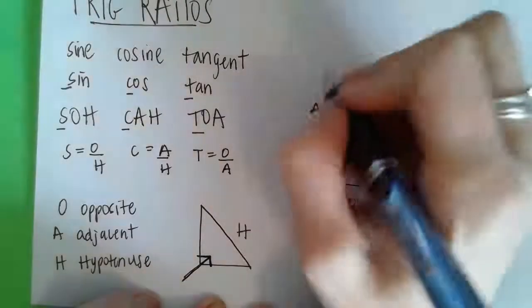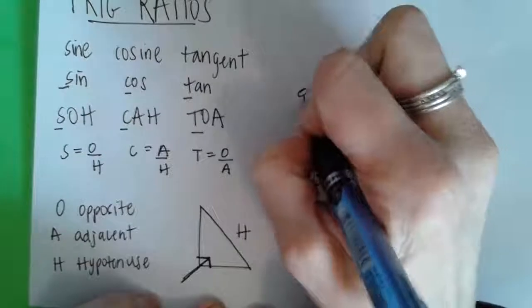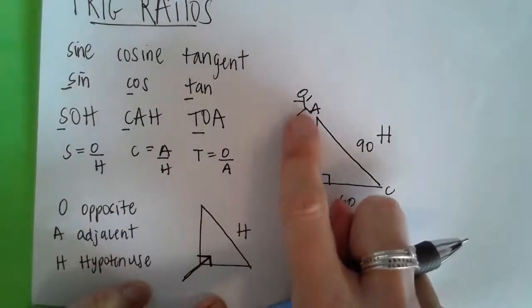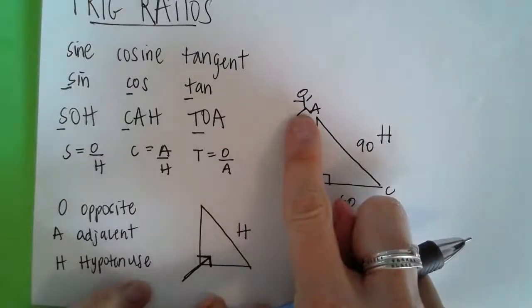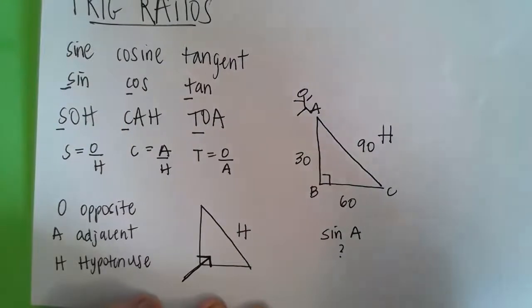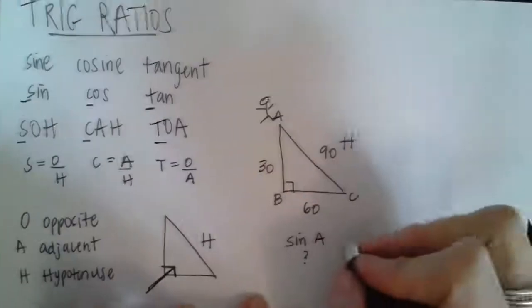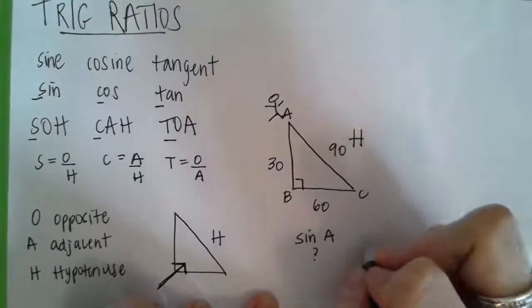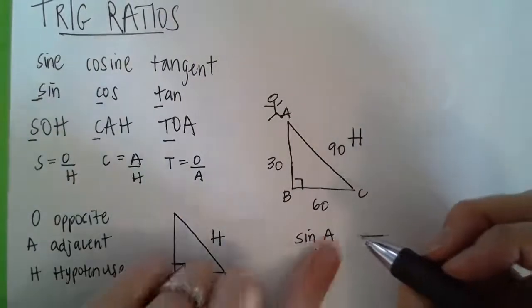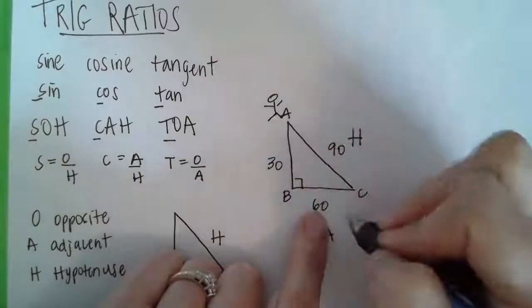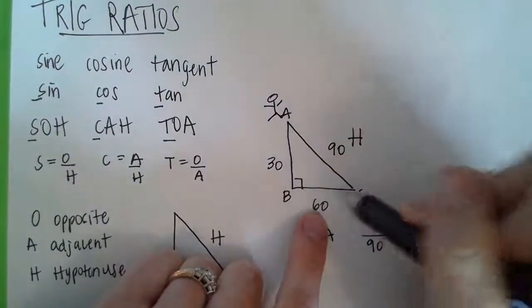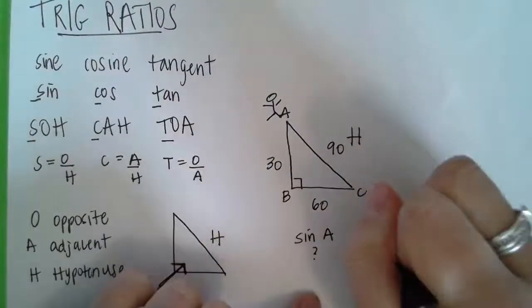So sine of A, that means that we're standing over here where the A is, and we want the sine. So we want the opposite of this point of the triangle, and we want to put that side length over our hypotenuse. So we're putting it over 90, because 90 is our hypotenuse. And then the opposite is 60, because it's not touching. Adjacent sides have to be touching where you're standing. But this side is not touching you, so that is our opposite.